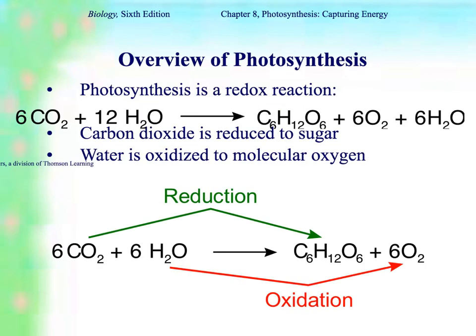So here's an overview of photosynthesis. It is a redox reaction, so it has reduction and oxidation involved with it. The carbon dioxide is going to be reduced to glucose, and the water is going to be oxidized to oxygen. You should know the full equation of 6CO2 plus 12H2O yields C6H12O6 plus 6O2 plus 6H2O. If you learn the regular photosynthesis equation, normally this would be a 6, and that water would not exist. But technically there are 12 waters on the reactant side.